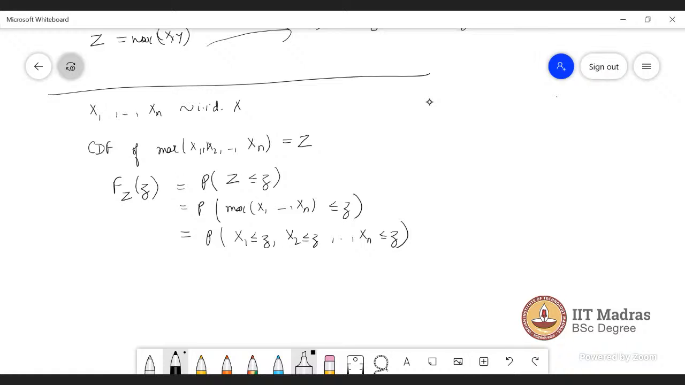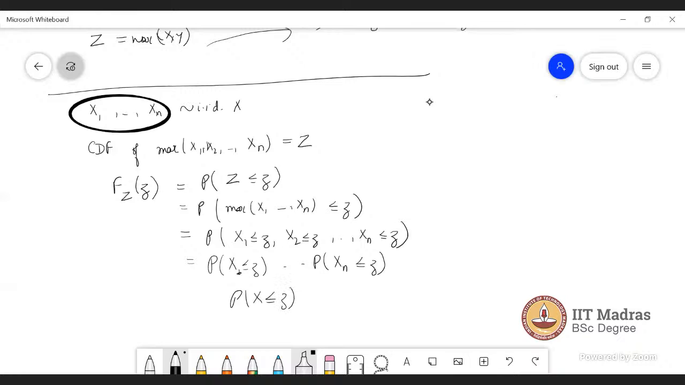Now, since all of these xi's are IID X, we can multiply all the probabilities. So we can write the probability that x1 is less than or equal to z, up to the probability that xn is less than or equal to z. And since all are IID X, we can just write this as the probability that X is less than or equal to z, to the power n, and this we can write as F_X(z) to the power n. So this will be the CDF for your random variable Z, that is the maximum of x1, x2 up to xn.